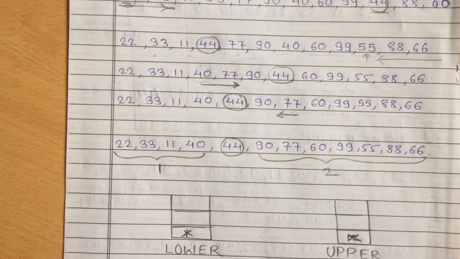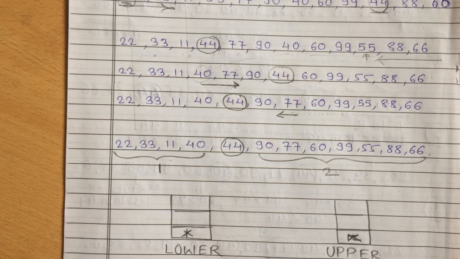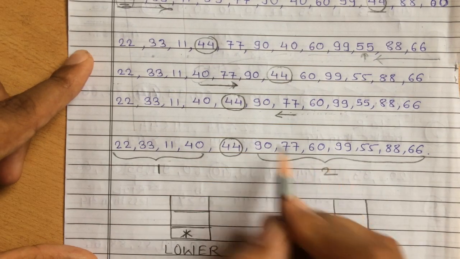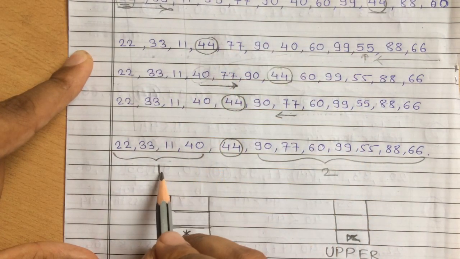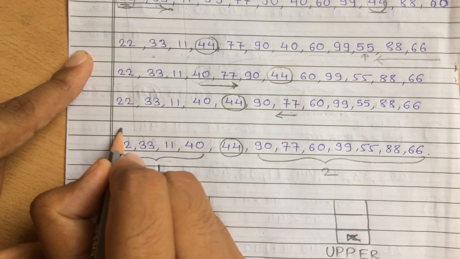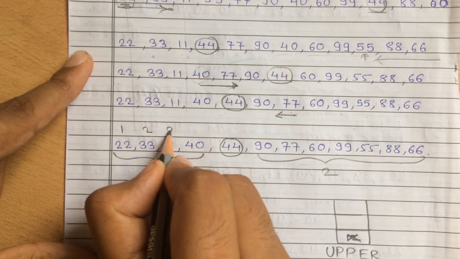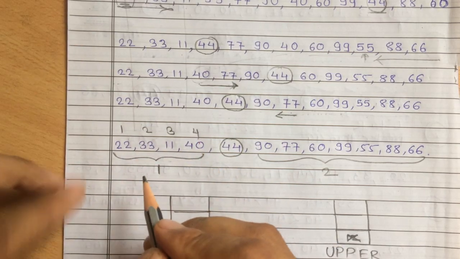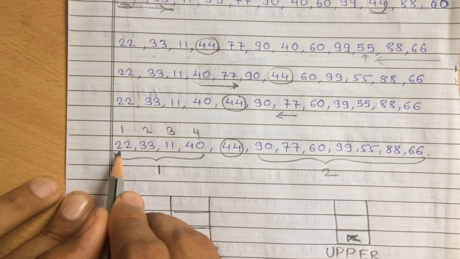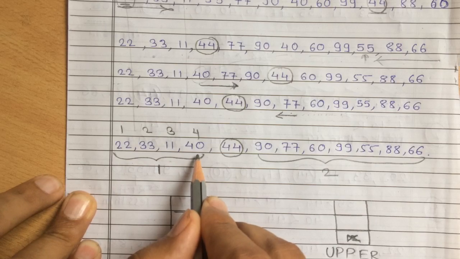As I said, again we have to apply the same process on these two sublists. Before applying the reduction step, first we have to push the boundary values onto the stack. Here we have the two sublists. After execution of all the steps, we got two sublists. This is the first sublist, having positions 1, 2, 3, 4. The lower boundary value of the first is 1 and the upper boundary value is 4.